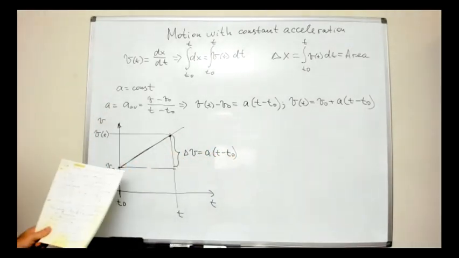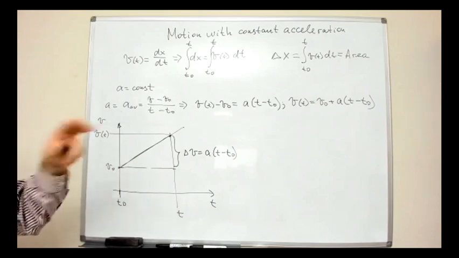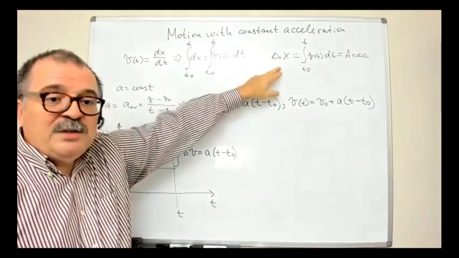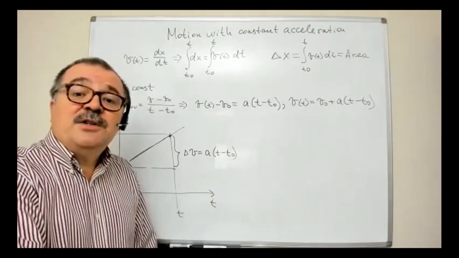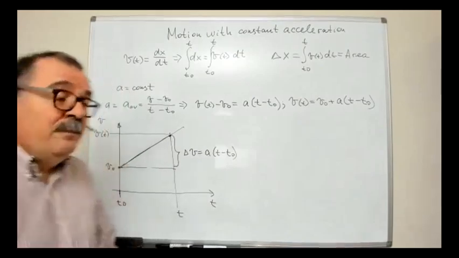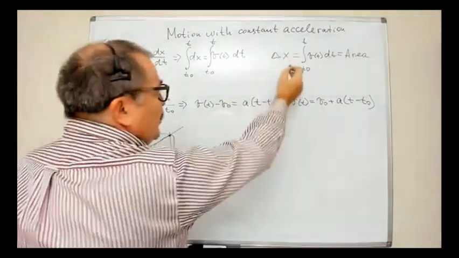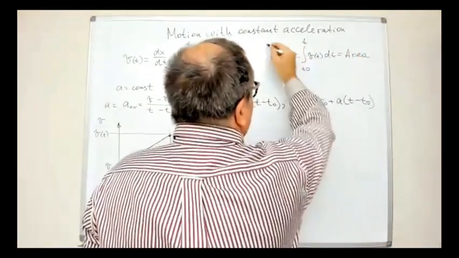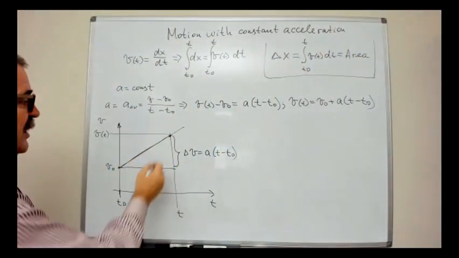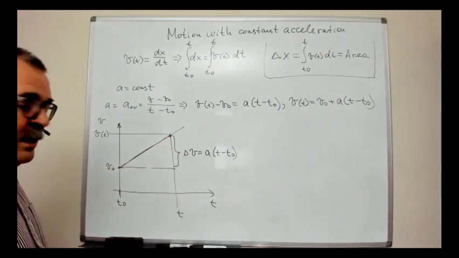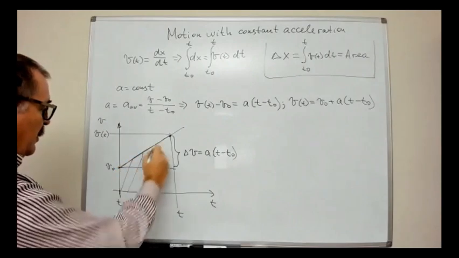All right, now, as I said, I'm interested in the position. What is the displacement for this motion with constant acceleration? In order to find the displacement delta x, I will use this relation or this formula. So to find delta x, I have to find the area under the curve v versus t. So I have to find this area.